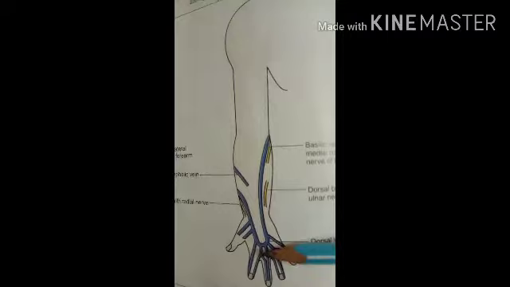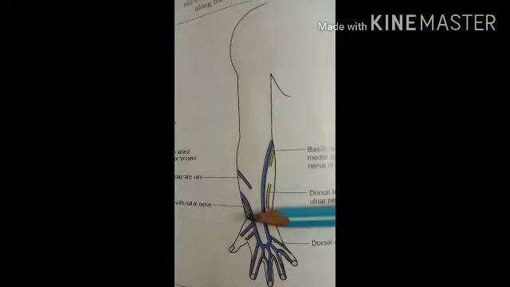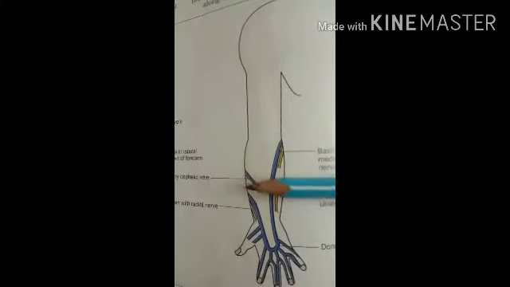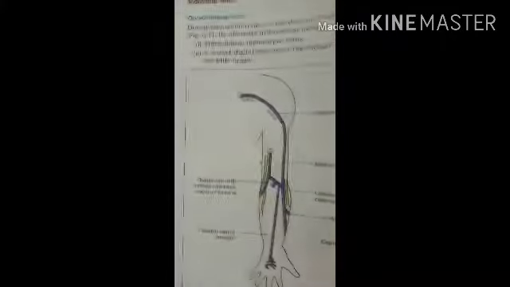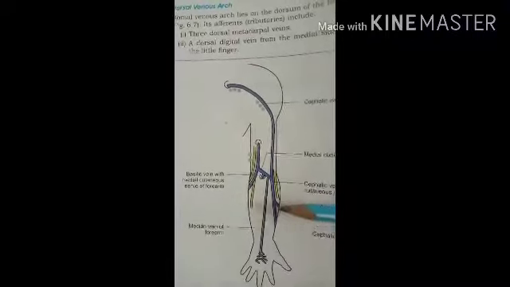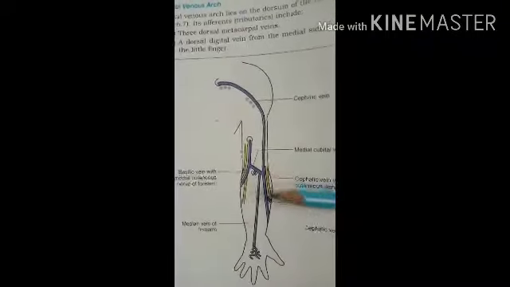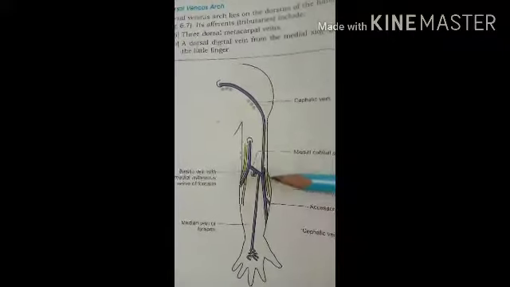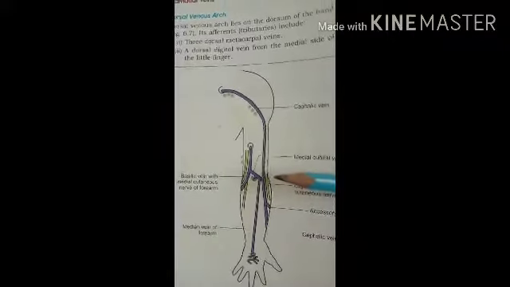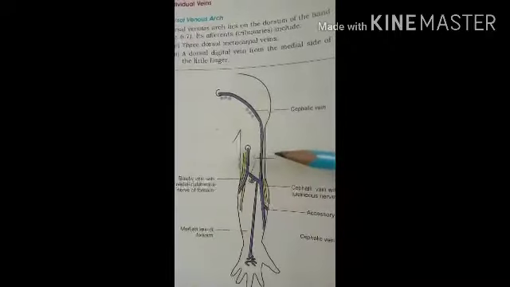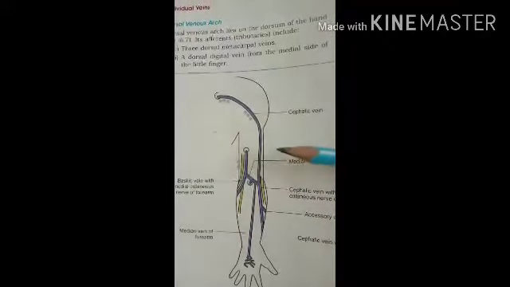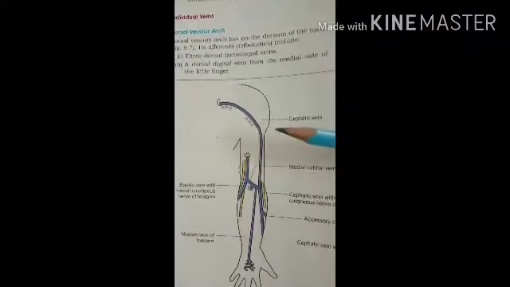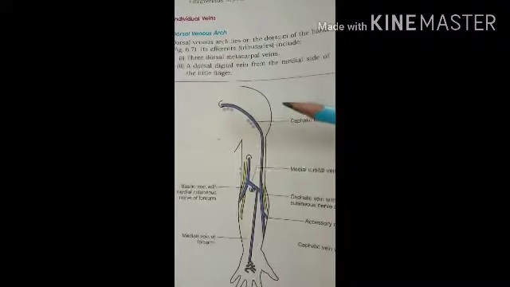Here you can see it starts from the lateral end of the dorsal venous arch. Then it crosses the roof of the anatomical snuffbox and ascends on the radial border of the forearm. Then it continues upwards in front of the elbow along the lateral border of the biceps and pierces the deep fascia at the lower border of the pectoralis major and runs in the cleft between the deltoid and the pectoralis major.